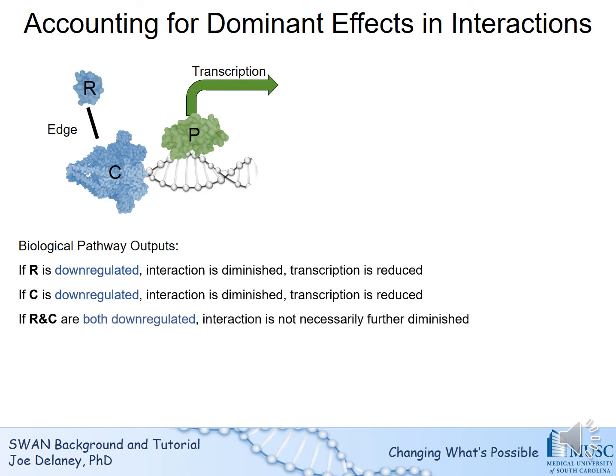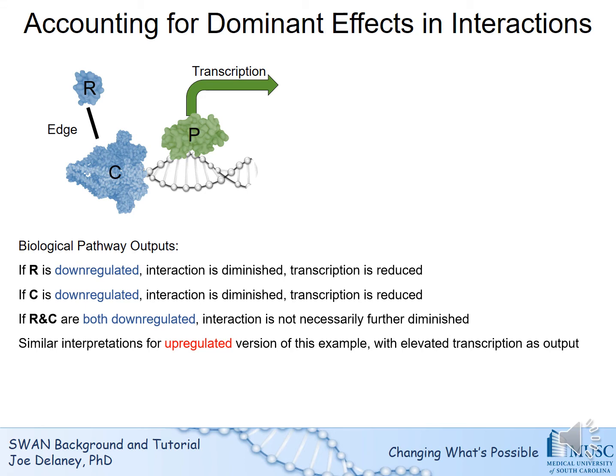One aspect that confused us when we were first establishing how to best calculate SWAN was how to treat when both genes are downregulated. And it turns out the one that is best able to predict biological output is when you presume that interaction is not further diminished. And this makes sense. If you require the complex of R and C together, it shouldn't make a difference if it's either R or C, or if both of them are diminished. You can make similar interpretations for upregulated versions of this example, and that's exactly what SWAN does.